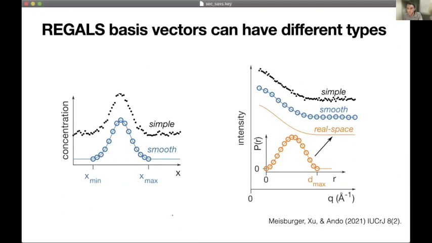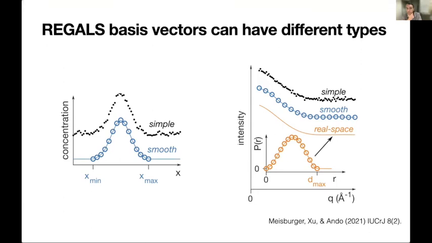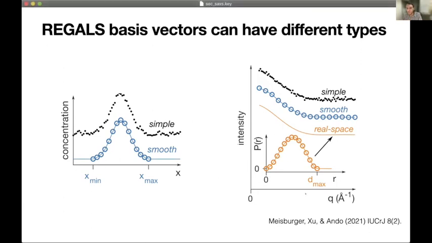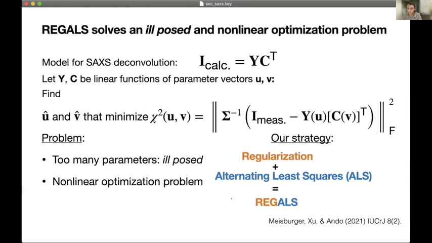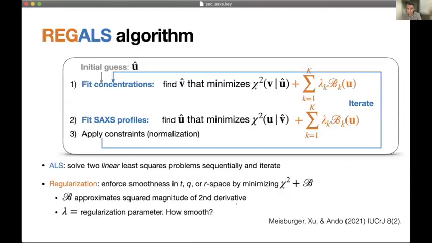Let's go kind of quickly through this since I don't want to use too much time. But basically, yeah, there's different kinds of basis vectors we can choose. We can have simple or smooth. Simple just means no restraints. And then in real space, you can also have these P of R functions, which is kind of a unique feature. And it's a difficult nonlinear optimization problem to solve. And the method we use is called alternating least squares. So regularization plus alternating least squares is where the REGALS name comes from. And it's iterative. So you start it off with some initial conditions, and you let it evolve until it finds a good solution.